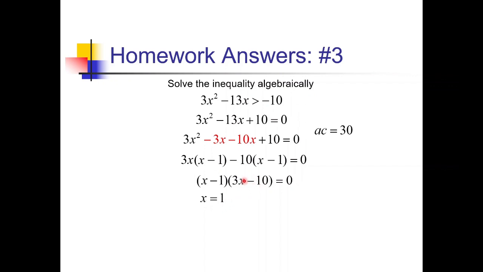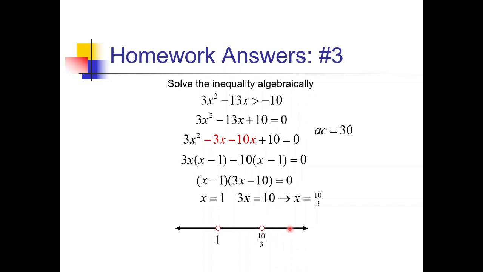And for this next one, I can add the 10 to the other side. And then if 3x equals 10, we have x equals 10/3. So let me put those on a number line. Since there was no equals in this inequality, these are both going to be open dots. So we have an open dot on 1 and also on 10/3, which is like 3.3-ish.